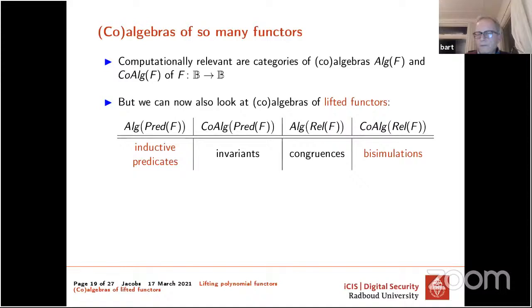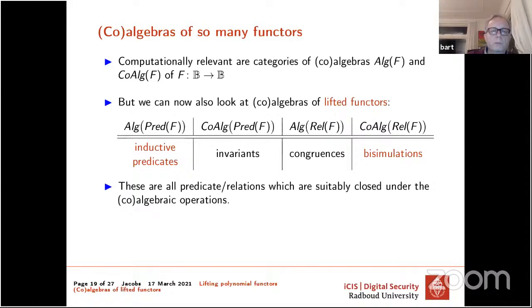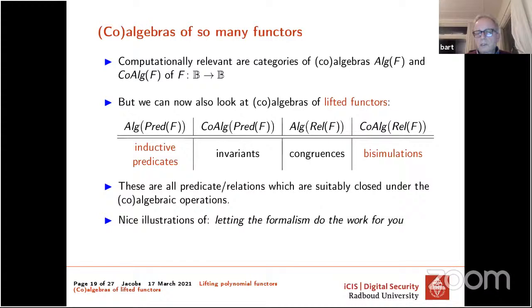And this is sort of a fascinating diagram, right? It shows how these basic notions come up in a straightforward manner by pushing this formalism. And all these predicates and relations are suitably closed under the algebraic and co-algebraic operations. And I consider this a nice example of letting the formalism do the work for you. You have a very abstract construction, you push it through in concrete examples, and that gives you precisely what you need in that particular situation, in a specific logic given by a formation. The abstract notions are adapted there.